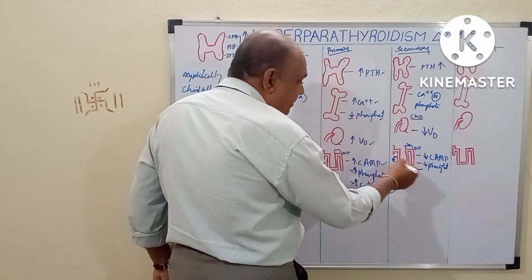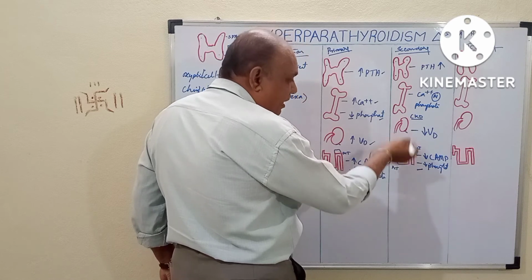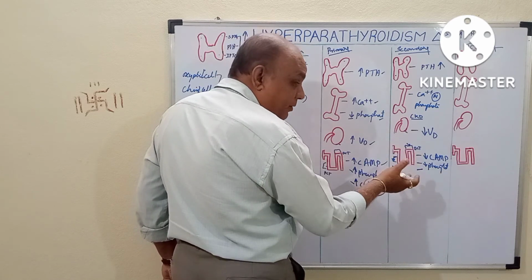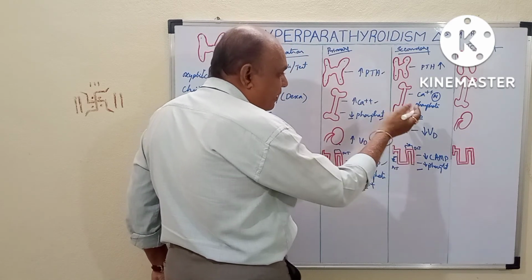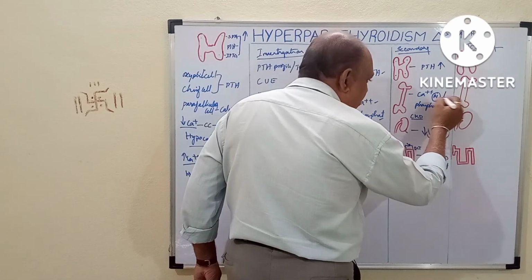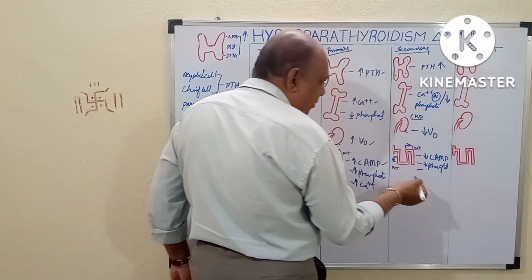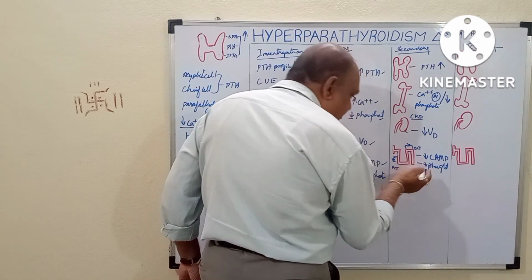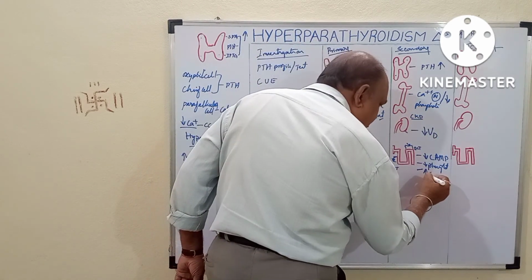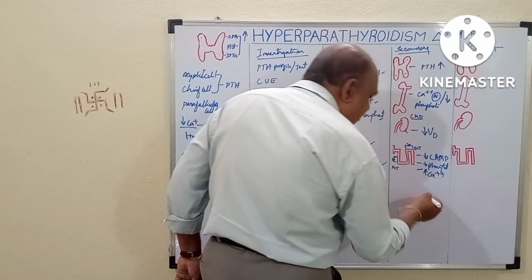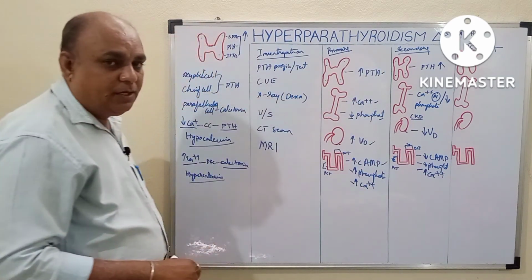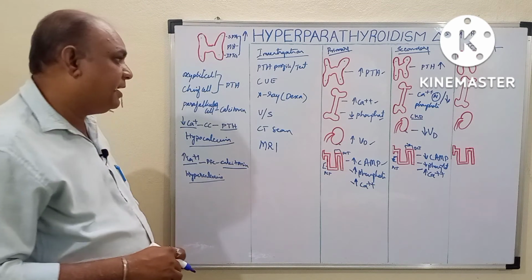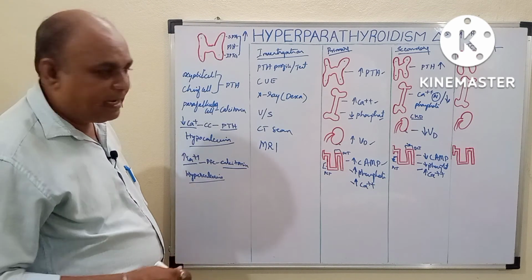The calcium in the nephrons will not be absorbed into the blood to increase the calcium level. So what will happen? The calcium level will be either normal or low, but in the urine the calcium levels will be high because it has not been absorbed. So with the high calcium levels in the urine, this is a secondary hyperparathyroidism diagnosis.